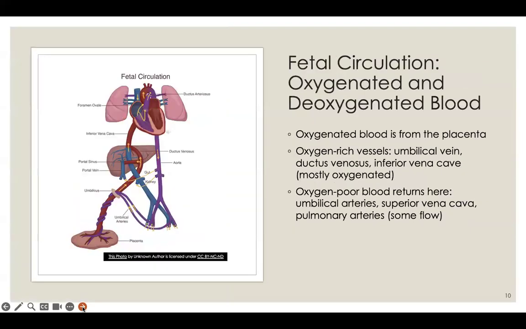Fetal circulation, oxygenated and deoxygenated blood. Oxygenated blood comes from the placenta and it travels through the umbilical vein, ductus venosus, and inferior vena cava. Deoxygenated blood returns to the placenta through the umbilical arteries. Pulmonary arteries only carry a small amount of blood since the lungs are avoided during fetal life. And I think that knowing why vessels are oxygen rich or oxygen poor will help explain how the fetus prioritizes oxygen delivery.